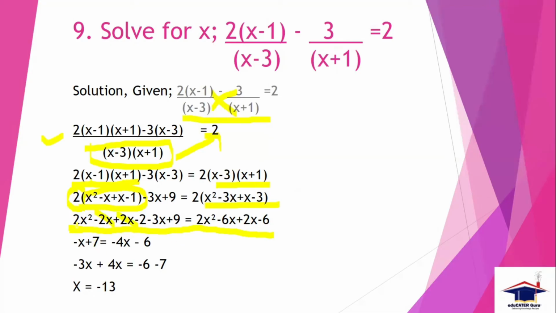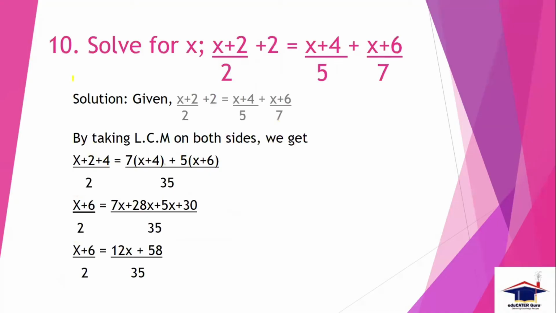So here 2x square, LHS, RHS gets cancelled. What remains is minus x plus 7 and minus 4x minus 6. So here minus 3x plus 4x is equal to minus 6 minus 7. So the value of x is minus 13. This is how you will solve.